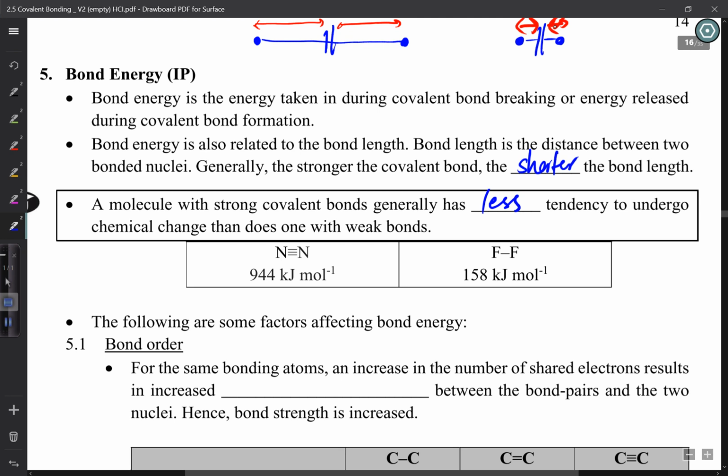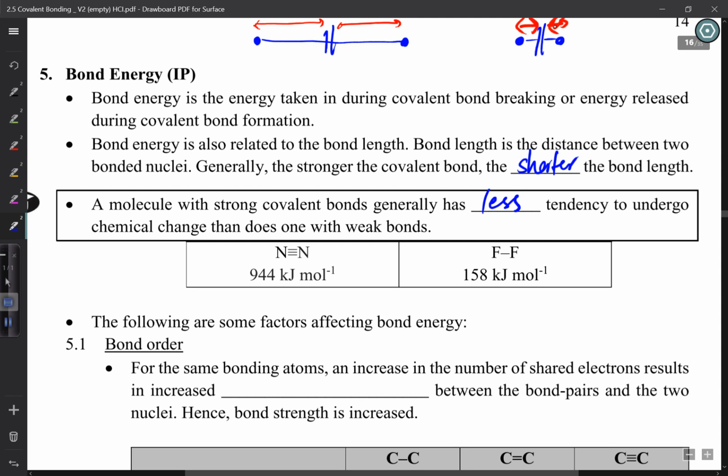That's for one out of the three, it's not all three. What do you mean one of the three? Like 944 is for one. All three. This bond energy means it's the energy taken during covalent bond breaking to break the bond. Breaking means break all the bonds. You don't just break one.